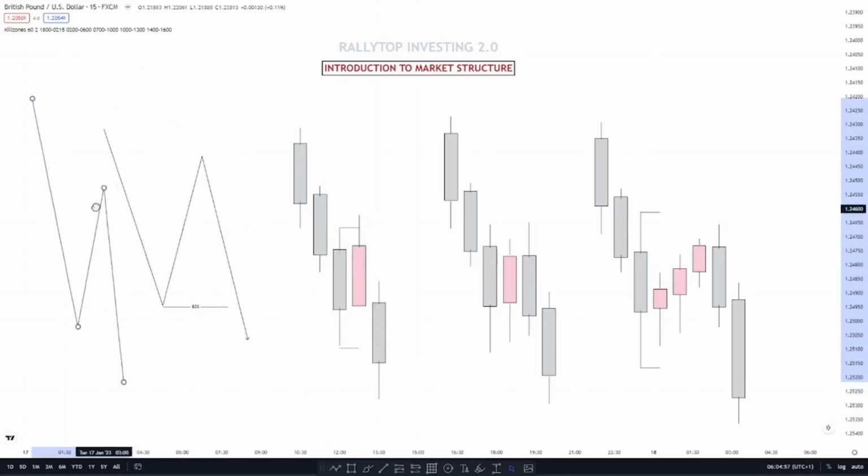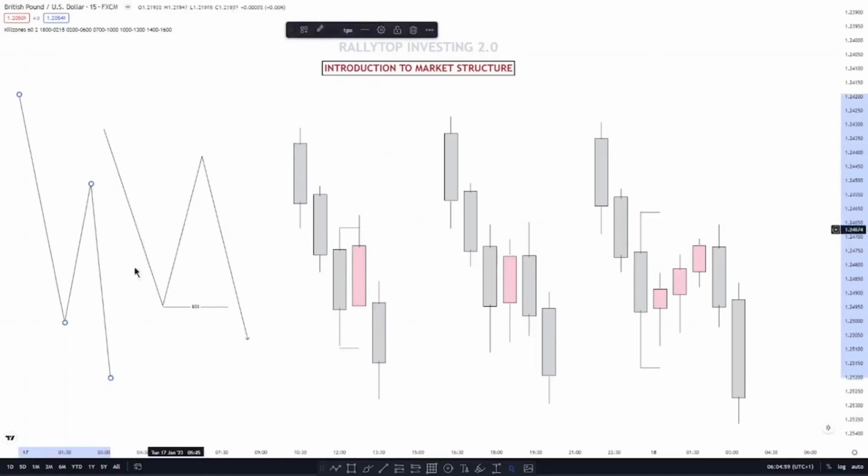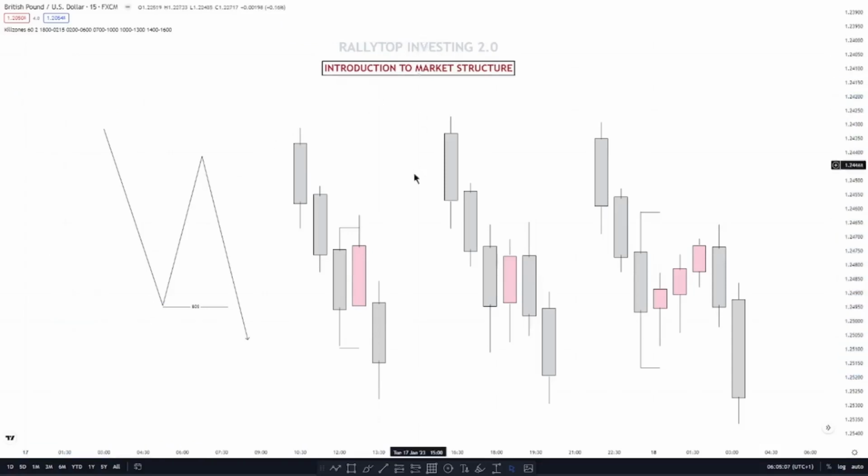Does it not look alike? Take a look at it. It looks alike. This is your break of structure, and this is your break of structure. So it looks alike. It is the same thing. All right? So that's the first diagram. The second diagram, the same thing.